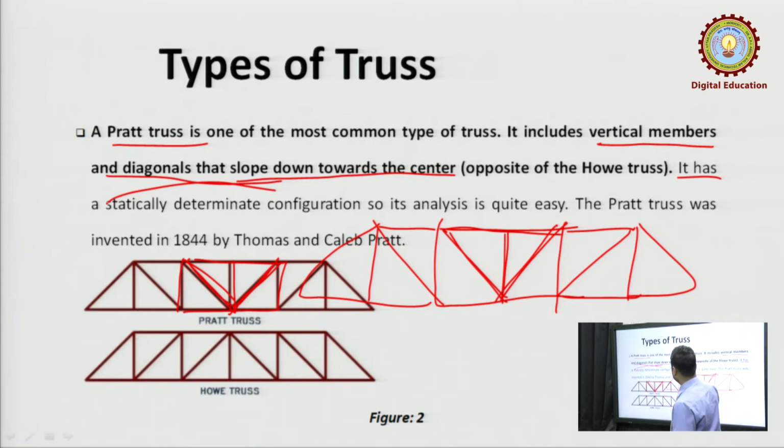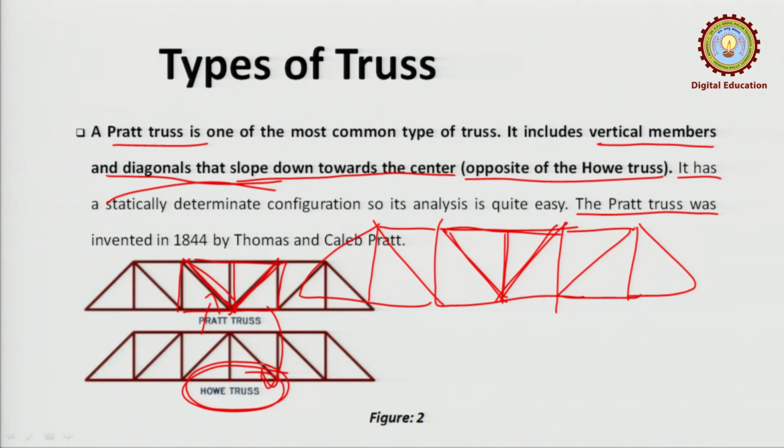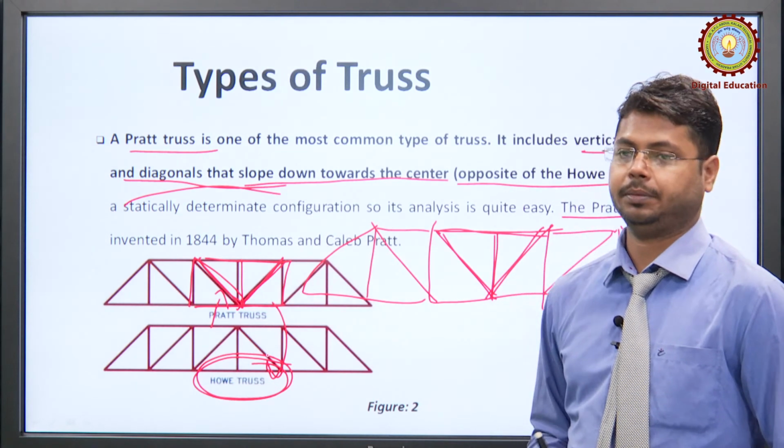Okay, and another form is the Howe truss. The sibling of Pratt is the Howe truss, so completely vice versa of the Pratt truss. You can read here the Pratt truss is the opposite of the Howe truss. This is the Howe truss. Okay, and the Pratt truss was invented by Thomas and Caleb Pratt in 1844.